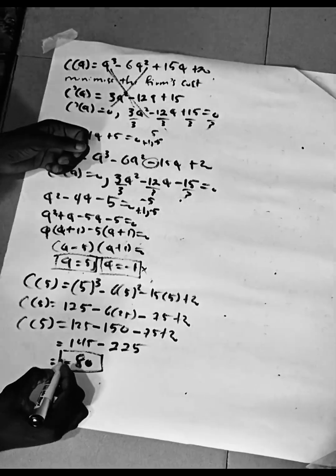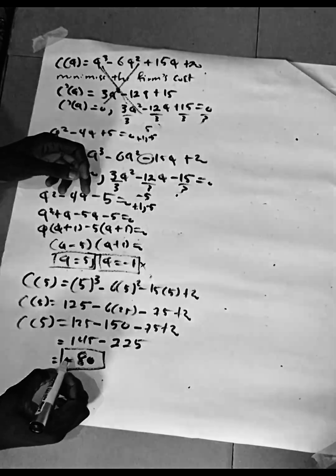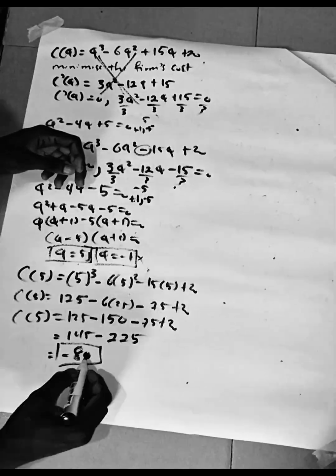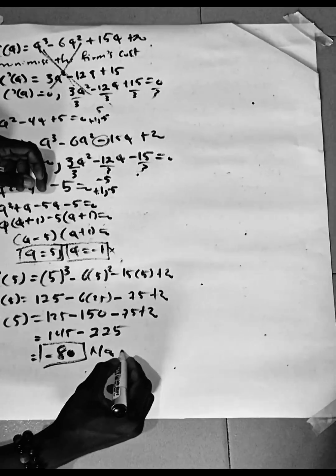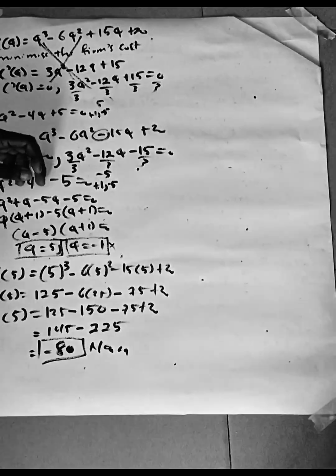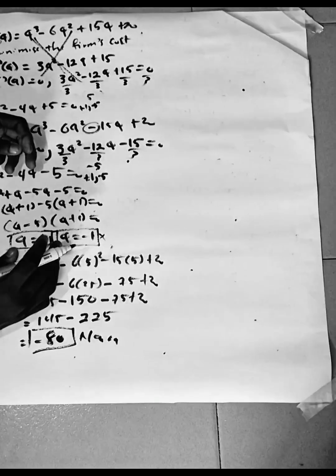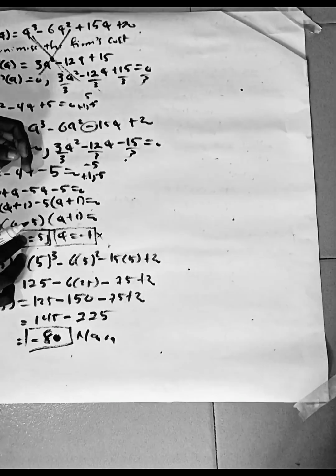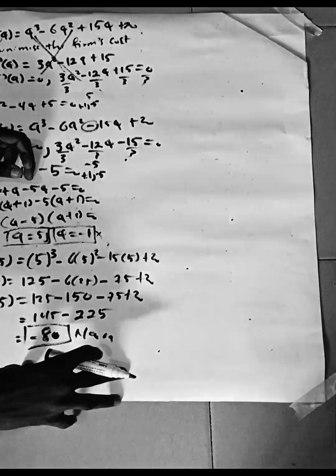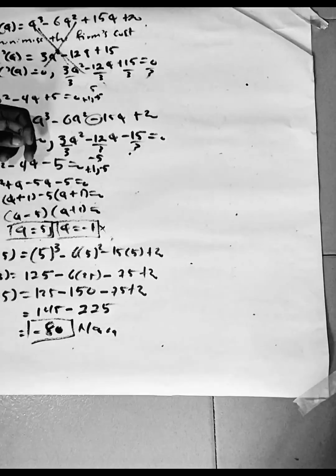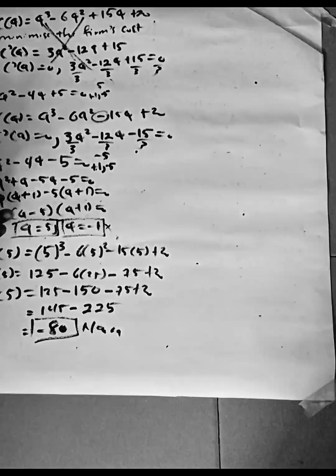That means the lowest possible cost that this firm can incur is minus 80. Let's say this is naira, minus 80 naira. So this is the lowest cost that the firm can achieve, provided it produces at a quantity of 5, that's an output of 5. So this is the lowest cost they could possibly incur. So yeah, that's basically how we optimize the function.